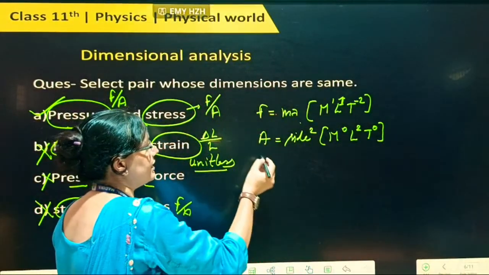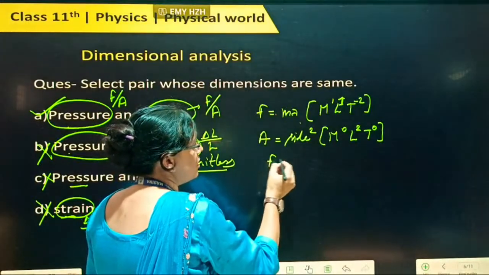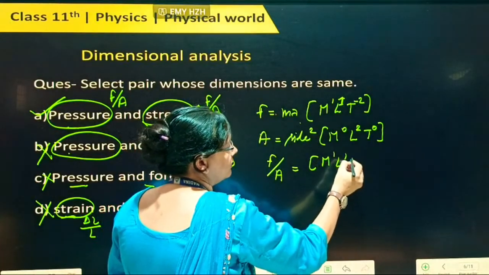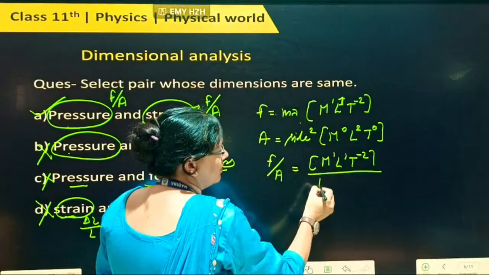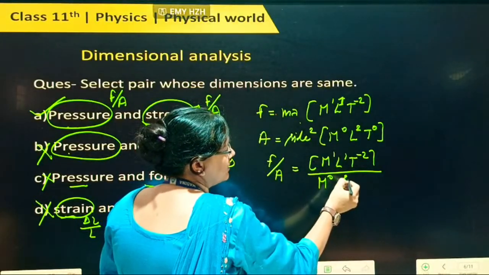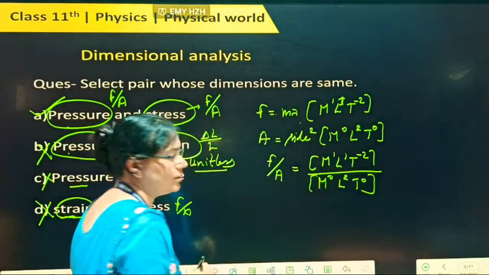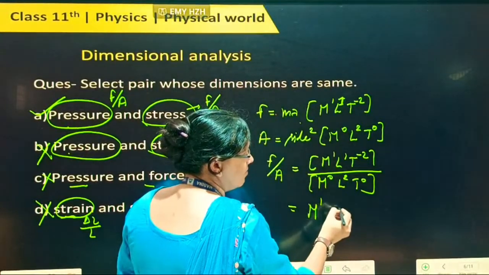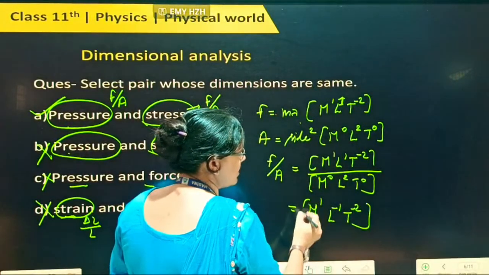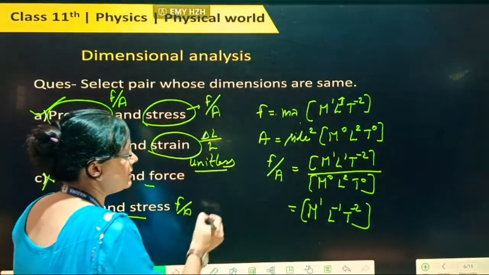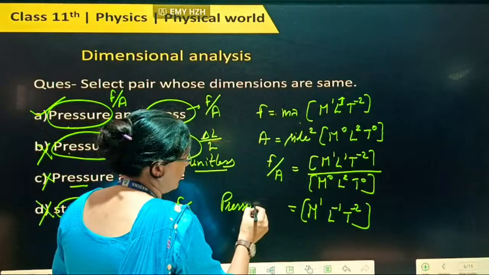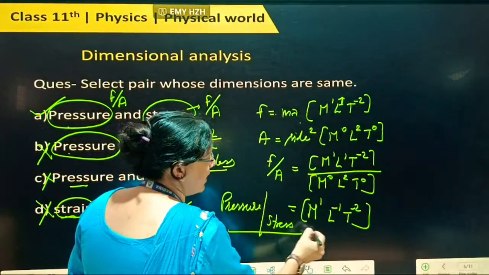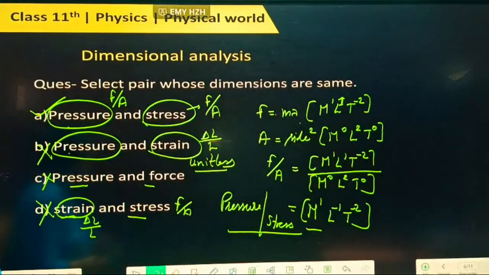Okay, so here we can write stress equal to force per unit area. If we apply it, its dimension formula is M1 L1 T minus 2 divided by M0 L2 T0. Clear? Solve this one. Then here we can write M1 L minus 1 T minus 2. This one is our dimension formula for pressure and stress. Both have the same dimension, pressure and stress are dimensionally equal. That's why this one is our right option.